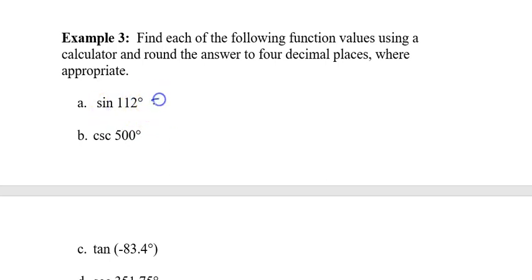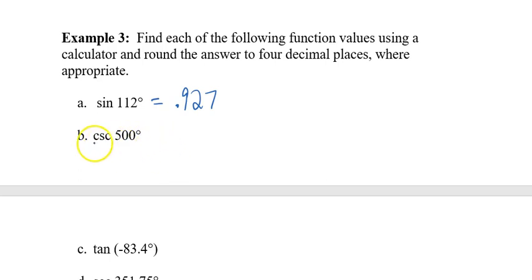Example A is just something you would type in, sine 112 degrees. You don't have to put the degree mark. It won't kill it if you do, if you go to that angle menu and get it. But if you just put sine 112 and you're in degree mode, your calculator understands that. So 0.927 should be what you get.